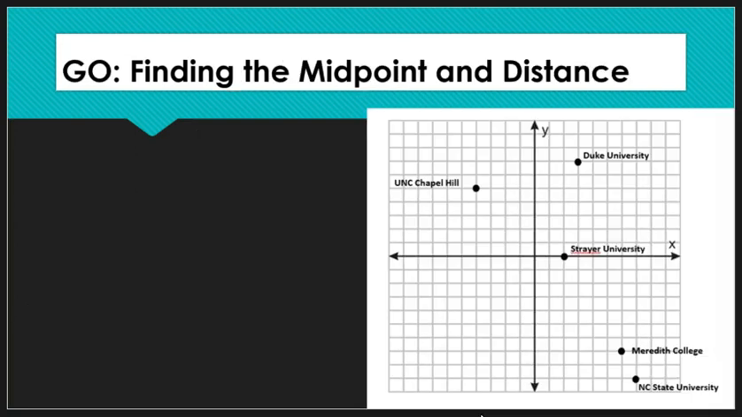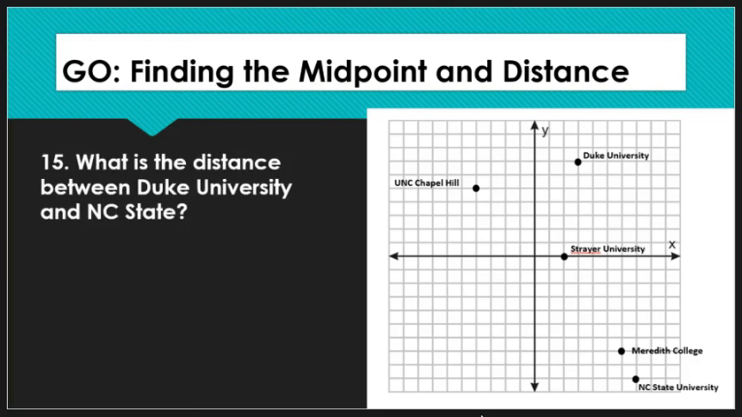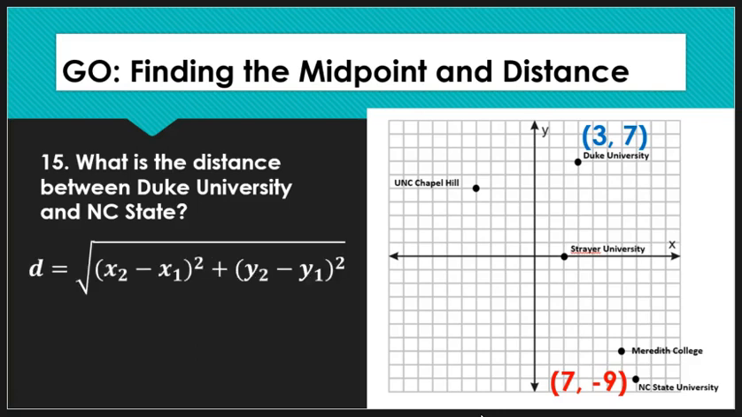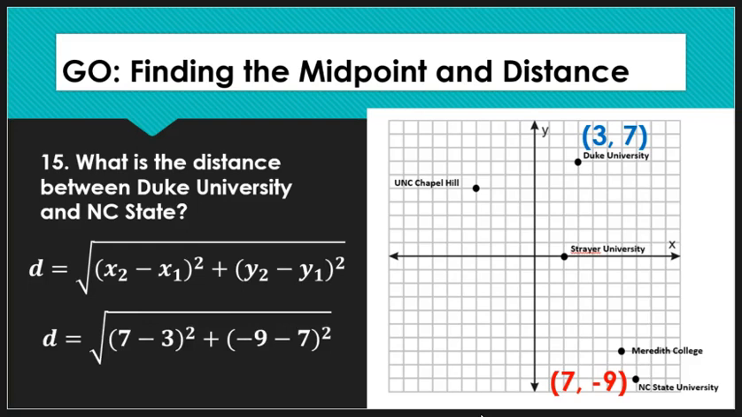In the Go, you're going to be reviewing the finding of the distance and the midpoint. So let's take a look at question 15. What's the distance between Duke University and NC State? Well, Duke is at the point 3, 7, and NC State is at 7, -9. We'll use the distance formula and substitute in the values. X sub 2 is 7, and x sub 1 is this 3. Y sub 2 is -9, and y sub 1 is 7.